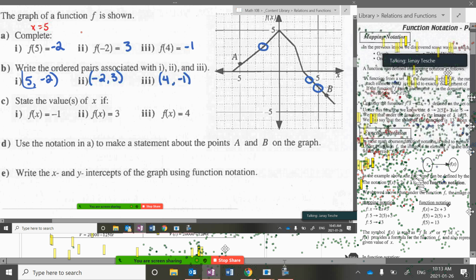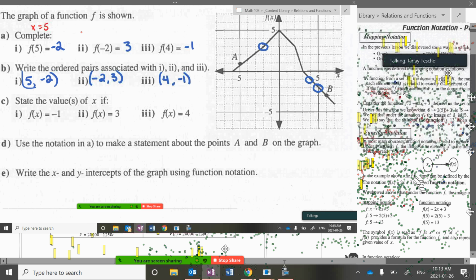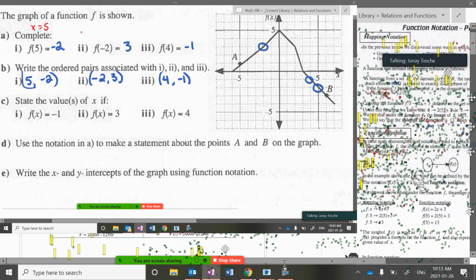So it's reading your graph and being able to interpret these questions and knowing what they're getting at. C, state the values of x. Notice they said value(s) with an s in brackets. There might be some cases where there's 2. So when y is equal to -1, let's find y is equal to -1, and that's right there. That's where it hits. So x is equal to 4 there.